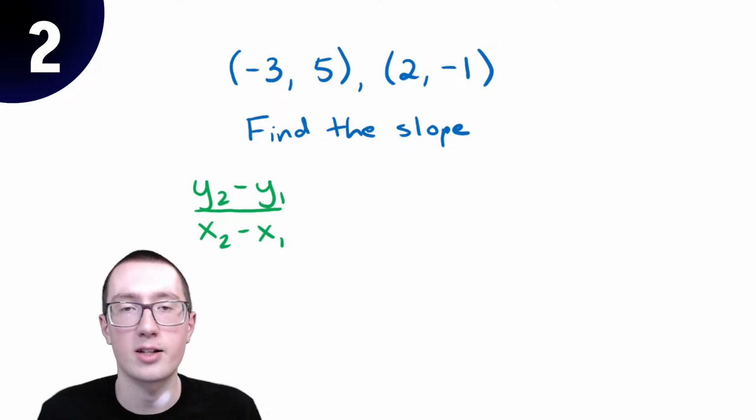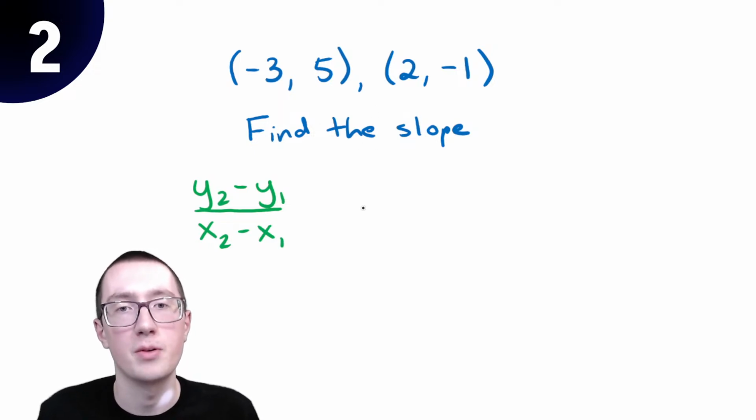But they both actually mean the same thing, because rise is just how much it's going up and down, and y also is up and down. So we're seeing how much y changes. That's the rise. And then the x is our run, how much x is changing. So to find the slope, we just need to plug in the numbers into our slope formula.